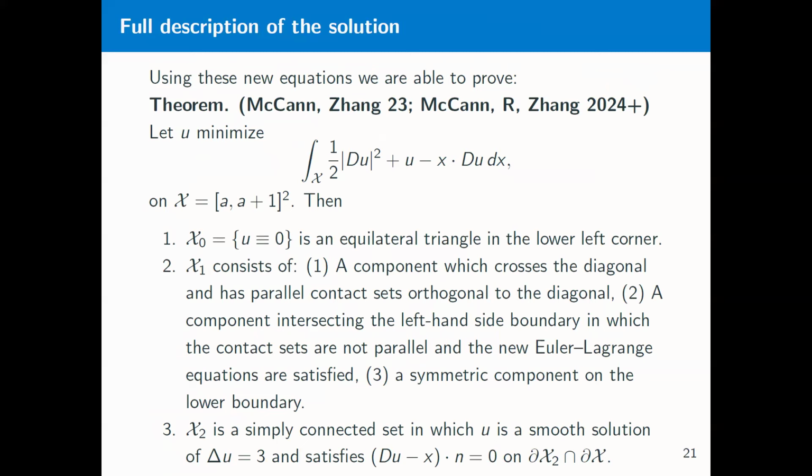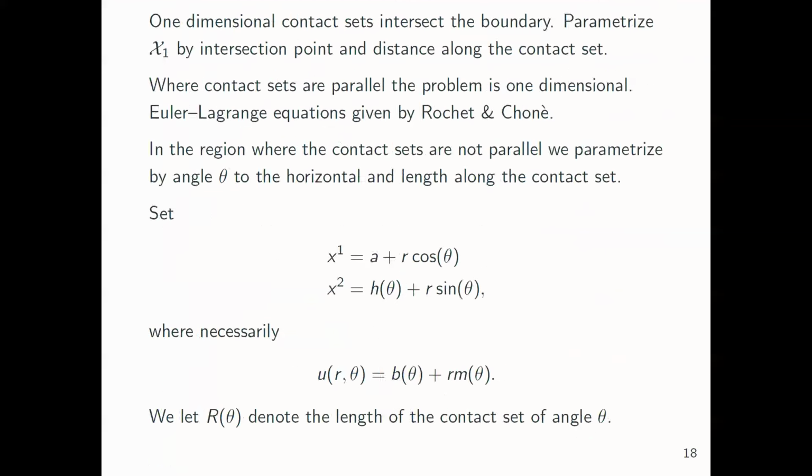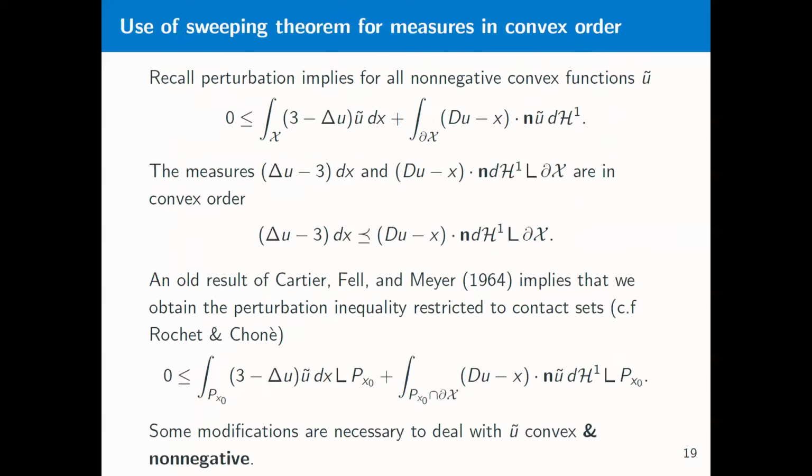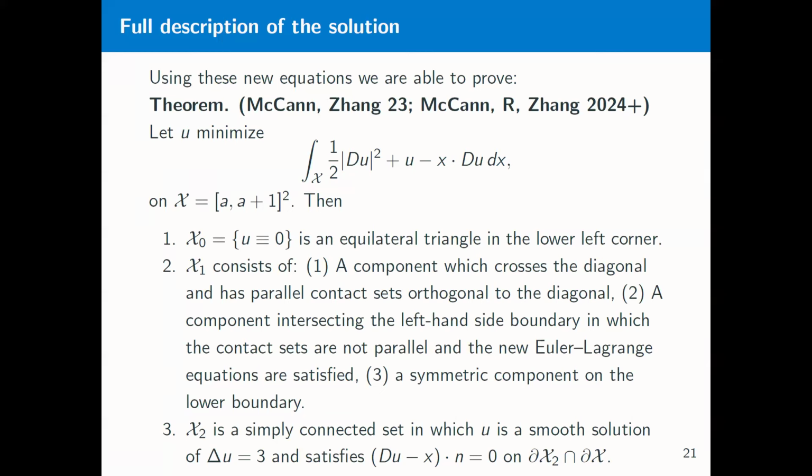Then you've got a region where your contact sets are parallel and orthogonal to the diagonal. This is the region that was already known. And then you've got a component of x1, which intersects the left-hand boundary, in which the contact sets are not parallel, and in which the new Euler-Lagrange equations are satisfied. And then you've got a symmetric component below the diagonal. So one above the diagonal, one below. And finally, in x2, it's a simply connected set in which U is a smooth solution of Laplacian U equals 3, and your Neumann boundary condition is satisfied.